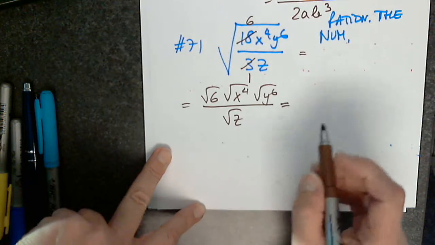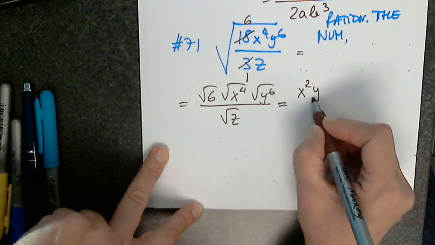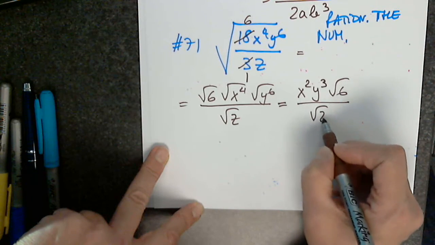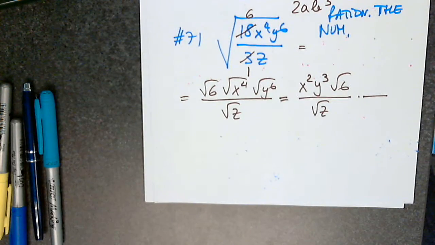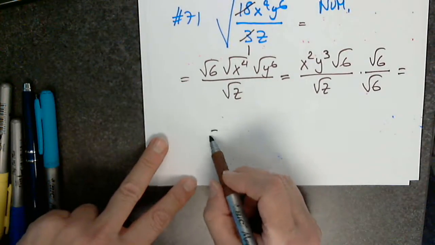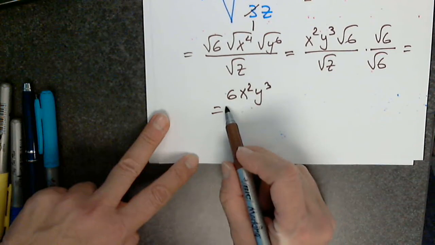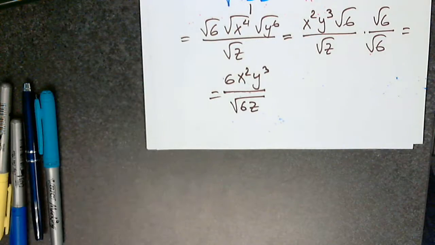How much? A y cubed, good, the square root of 6 divided by the square root of z. So the only thing that needs to be rationalized from the numerator is the square root of 6 and the square root of 6. That's it. So 6x squared y cubed over the square root of 6z. And we rationalize the numerator.